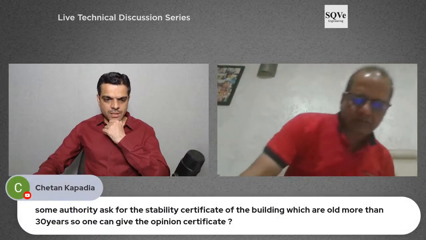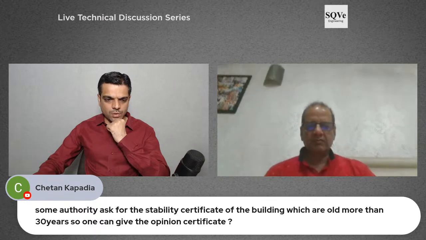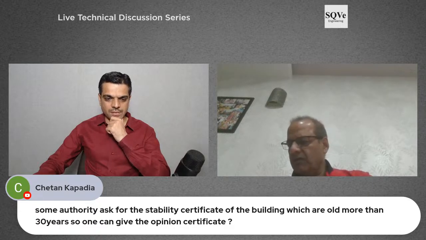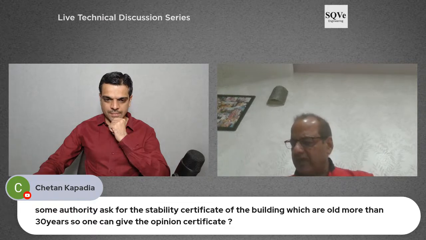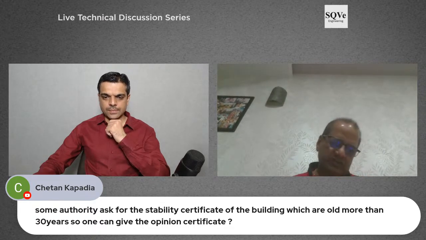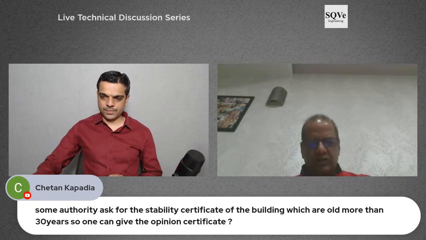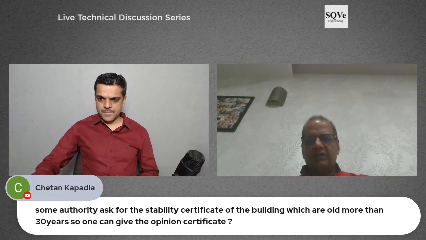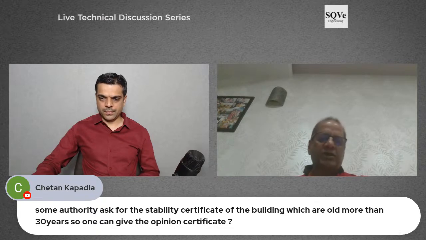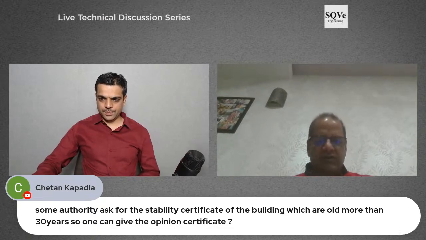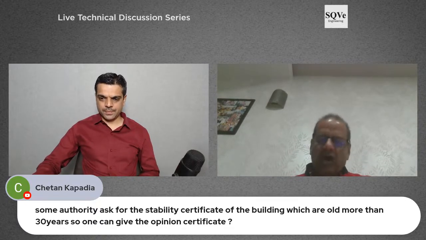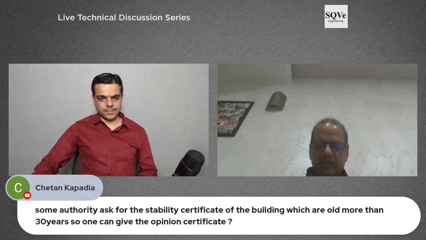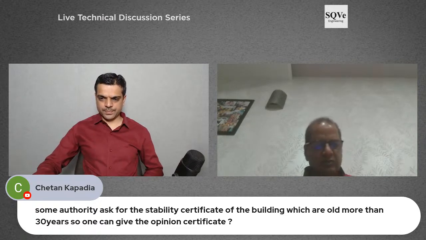Okay, Chetan is asking, some authorities ask for the stability certificate of buildings which are old, more than 30 years. Can we give an opinion certificate? No, nothing like an opinion certificate. It has to be a stability certificate after due diligence. Once a building is 30 years old, you should carry out a proper due diligence, including the assessment of the concrete and looking at the building, checking for any damage, distress, and everything. Any additional alteration made in the building. If any major earthquake event has happened, is there any damage done? So after doing that complete due diligence, then doing the analysis again as per the new codes, then you can issue the stability certificate.